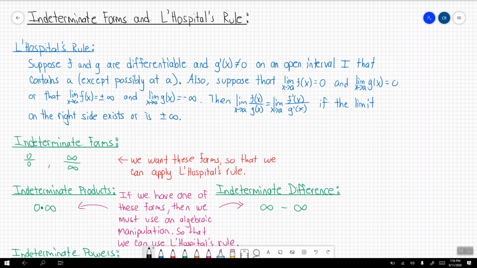Hi everyone, welcome back. We're going to be talking about indeterminate forms and L'Hopital's rule.